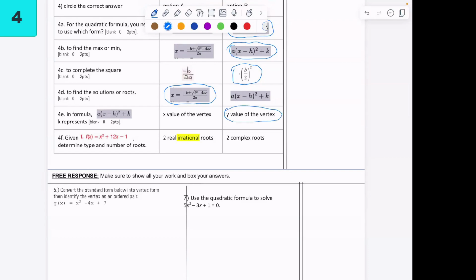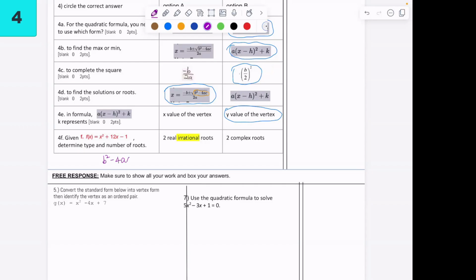And now for f, for this function, determine the type and number of roots, right? So how do I know if it has real roots or complex roots? We're going to use the discriminant, right? So we know the discriminant is the square root part of the big formula. Looking at this, it's b squared minus 4ac, right? So we need to use this b squared minus 4ac.